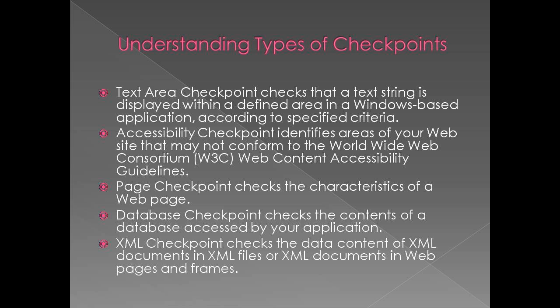Accessibility checkpoint identifies areas of your website that may not conform to the World Wide Web Consortium, W3C, Web Content Accessibility Guidelines. For example, Guideline 1.1 of the W3C Web Content Accessibility Guidelines requires you to provide a text equivalent for every non-text element. You can add an alt property check to check whether objects that require the alt property under this guideline do in fact have this tag. Accessibility checkpoints are supported for the web add-in environment.